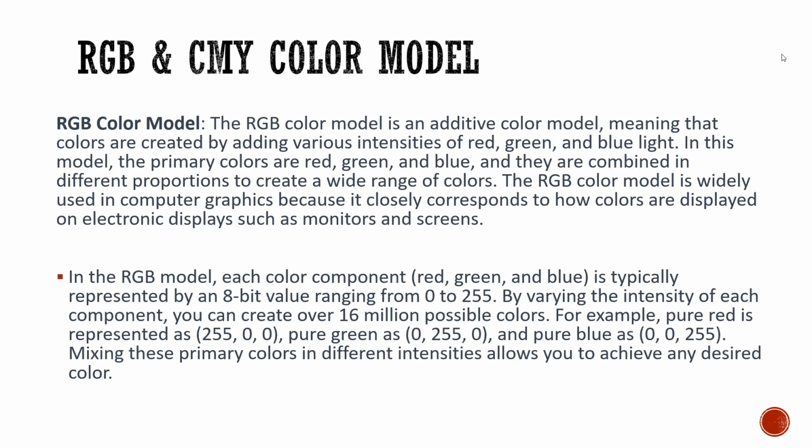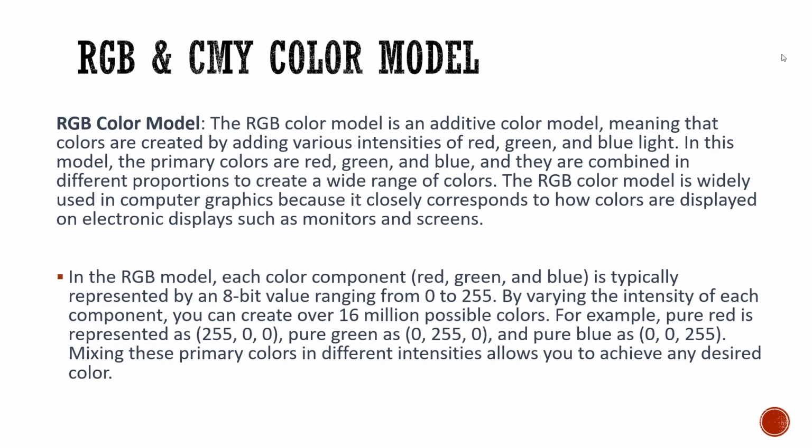Let us discuss the RGB and CMY color models. RGB color model. The RGB color model is an additive color model, meaning that colors are created by adding various intensities of red, green, and blue light. In this model, the primary colors are red, green, and blue, and they are combined in different proportions to create a wide range of colors.